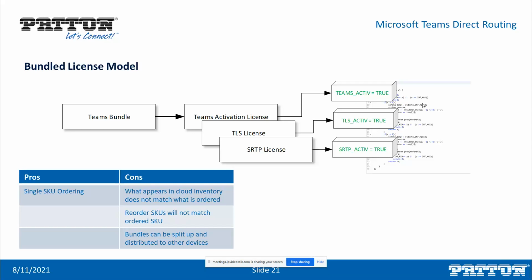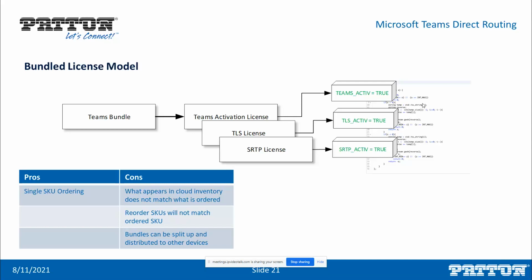That can cause confusion. When you go to reorder, a customer says, hey, I want to reorder it again. Well, you don't order the Teams bundle again. You have the Teams bundle because now you've got the Teams activation license. That doesn't go away, but you've got to order more, say, TLS or SRTP licenses. So you're not ordering the same SKU. That can cause quite a bit of confusion.